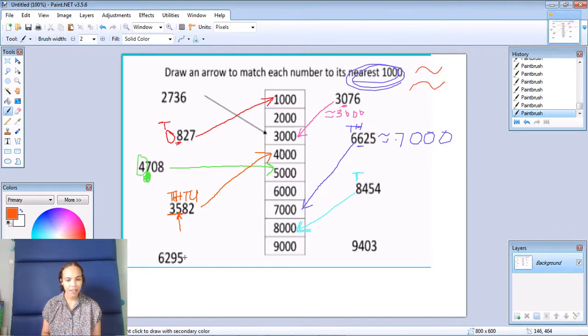There we go. Here I have 6,295. Okay, this is a super easy one. I know that's not 5 or more, so I round down. That's very, very close to 6,000. Forgot to change the color there. Let's go for the last one.